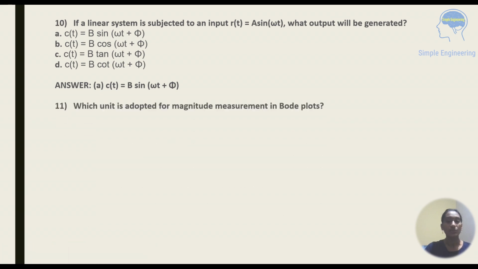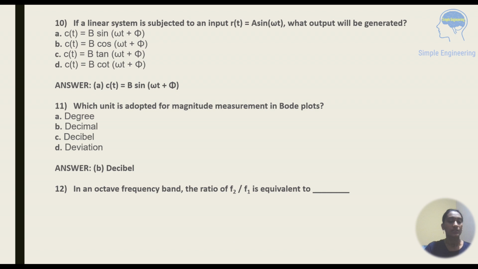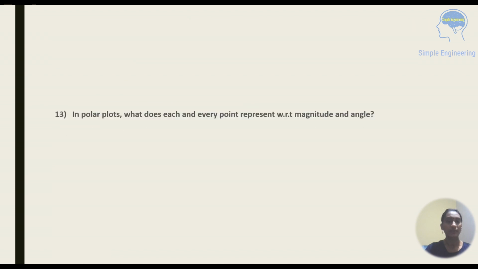Next question, which unit is adopted for magnitude measurement in Bode plots? The options given are degree, decimal, decibel, deviation, and the answer is decibel. Magnitude measurement is in terms of decibel, dB. 12th question. In an octave frequency band, the ratio of F2 by F1 is equivalent to dash: 2, 4, 8 or 10, and the answer is 2.